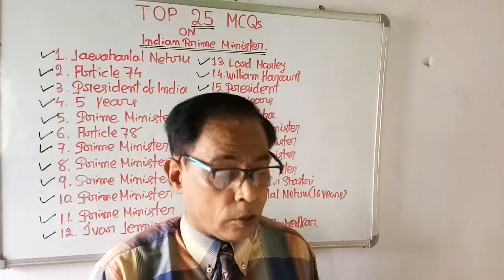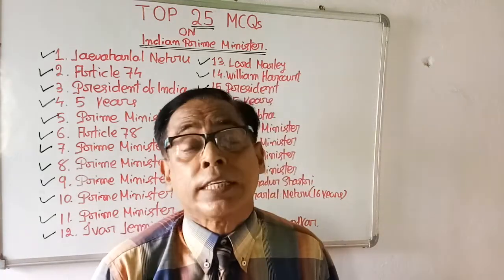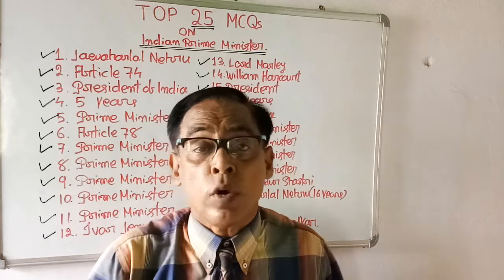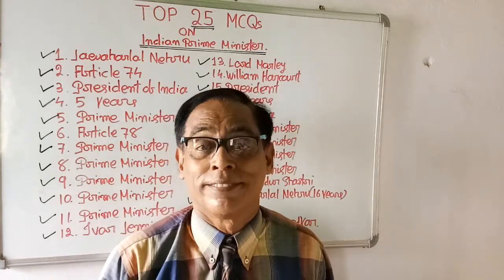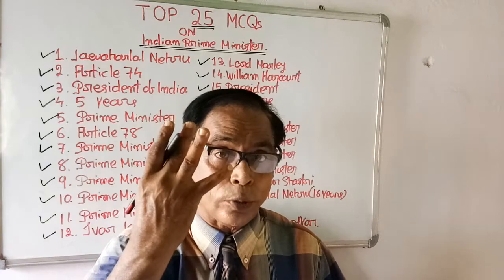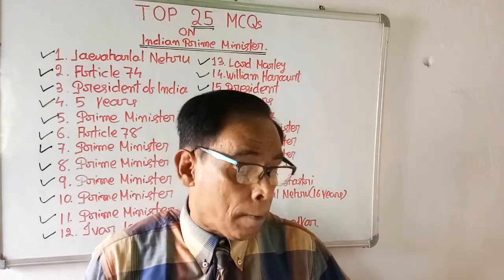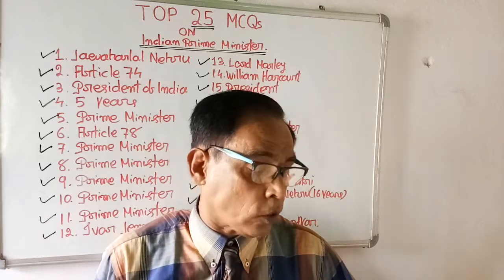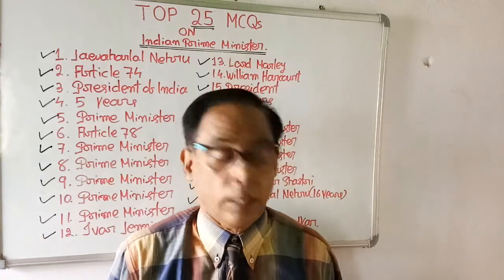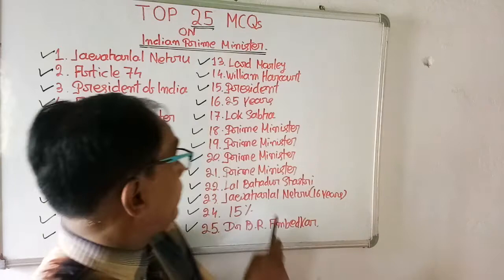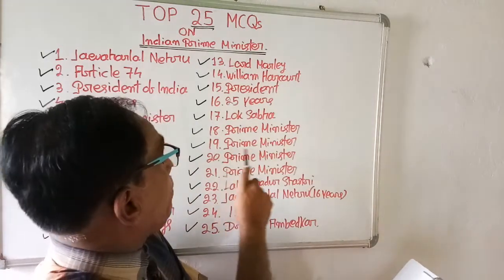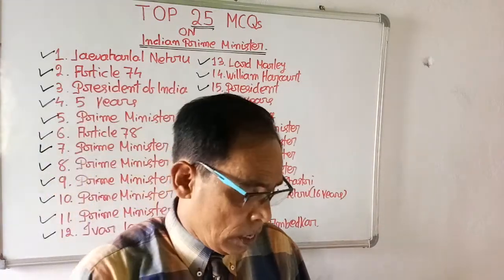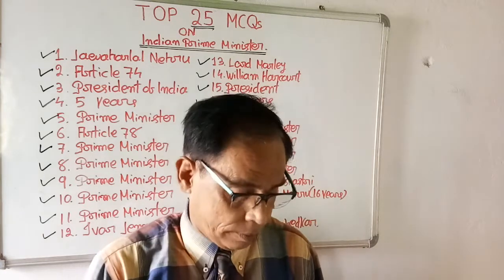Then come to question number 19. Who is the leader of the country? Who is our leader? Choices are four. You will have to select one. President, Chief of Defence Staff, Speaker of Lok Sabha, and Prime Minister. The Prime Minister is the leader of the country. Question 19. Prime Minister is the leader of the country. Then come to question number 20.